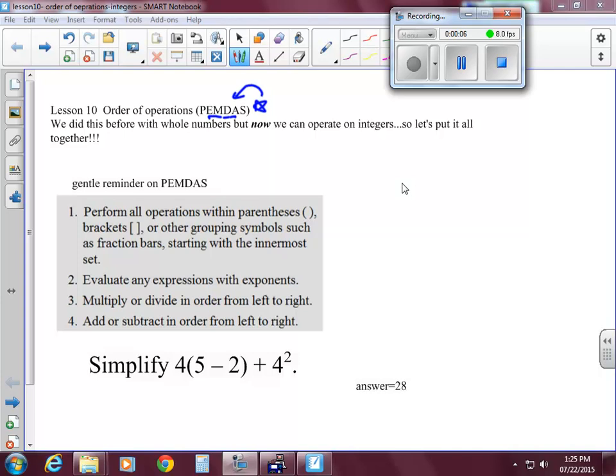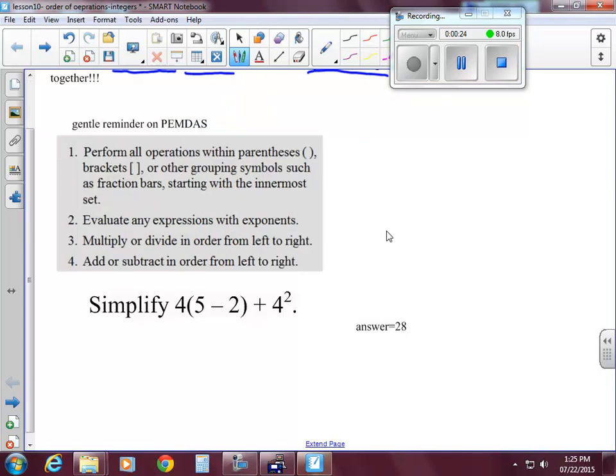Lesson 10, Order of Operations. Please excuse my dear Aunt Sally. It is our acronym for Order of Operations. You know we've seen this before with whole numbers, but now we can operate on integers, right? We know how to tackle absolute value, negative signs, all that goodness. So we want to throw it all together and see if we can tackle some order of operations problems.